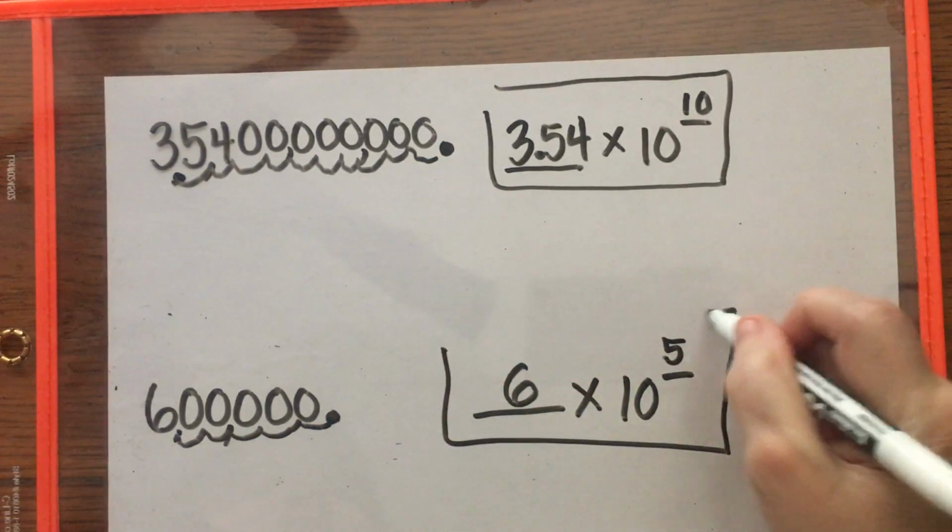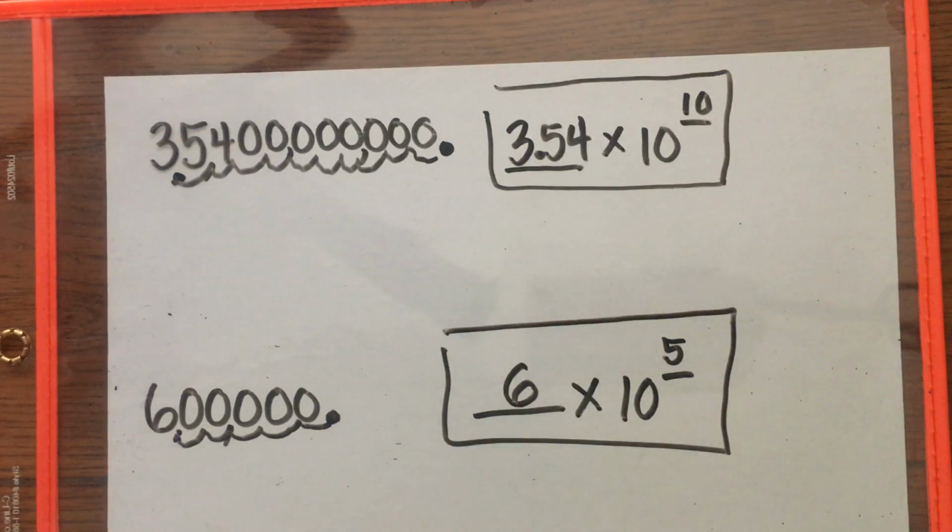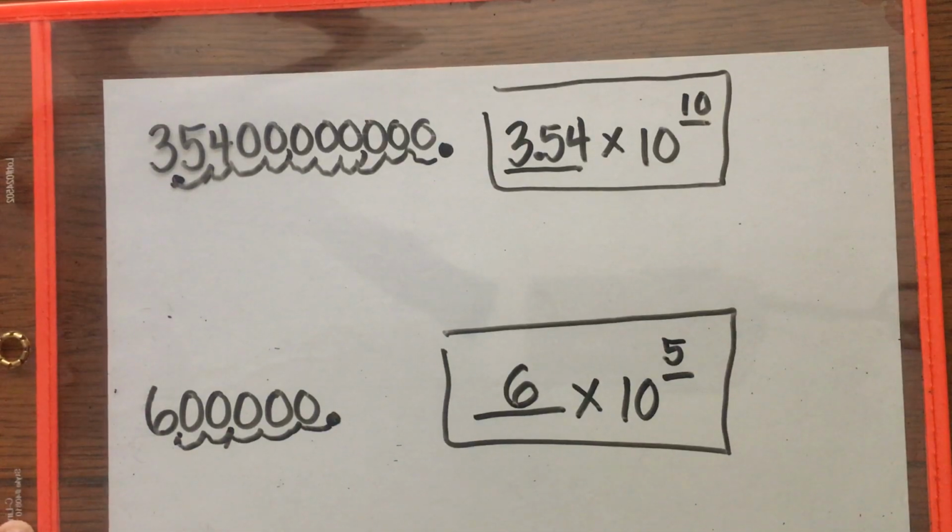So 600,000, we would probably write 600,000 if we were talking about money or what have you, or measurements, but in scientific form, these two mean the same thing. 6 times 10 to the 5th power, all right? So what happens when it's in reverse? Let's talk about that.